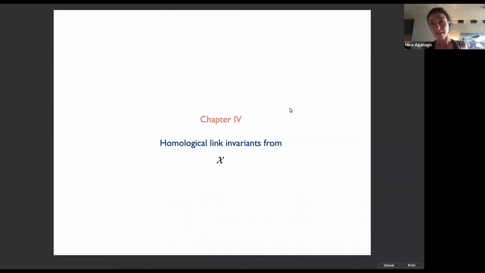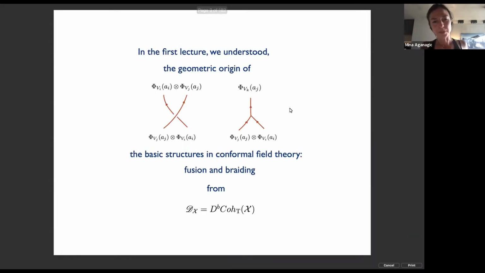All right, so now I'll describe how to get homological link invariance from this hyperkähler manifold that featured in the last talk. The manifold is the moduli space of monopoles in R3, singular monopoles in R3. So in this first lecture, we understood the geometric origin of basic structures in conformal field theory, of fusion and braiding, from the perspective of the derived category of T-equivariant coherent sheaves on X, or simply the category of B-type branes, equivariant B-type branes.